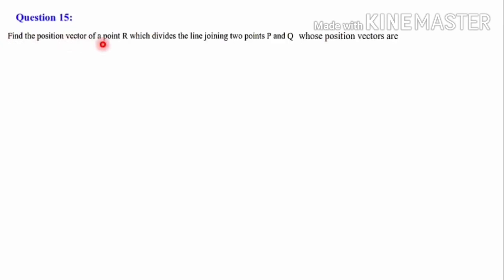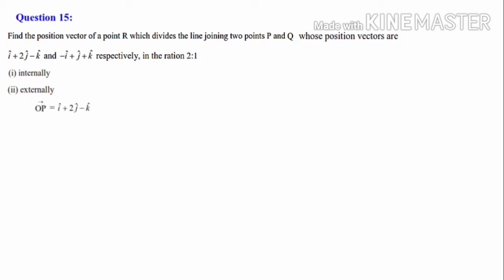Next, move on to question number 15. The question is: find the position vector of a point R which divides the line joining two points P and Q, whose position vectors are i cap plus 2j cap minus k cap and minus i cap plus j cap plus k cap respectively, in the ratio 2:1. Here we have to use the section formula. The first case is internal division and the second case is external division.